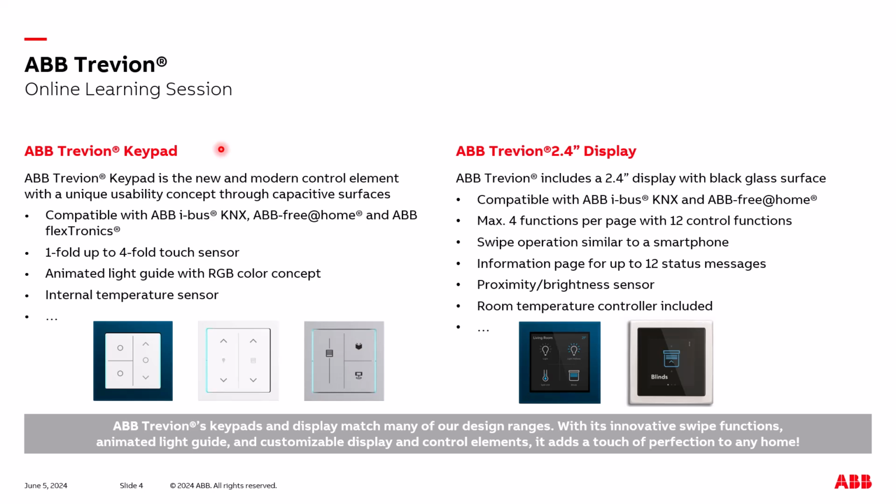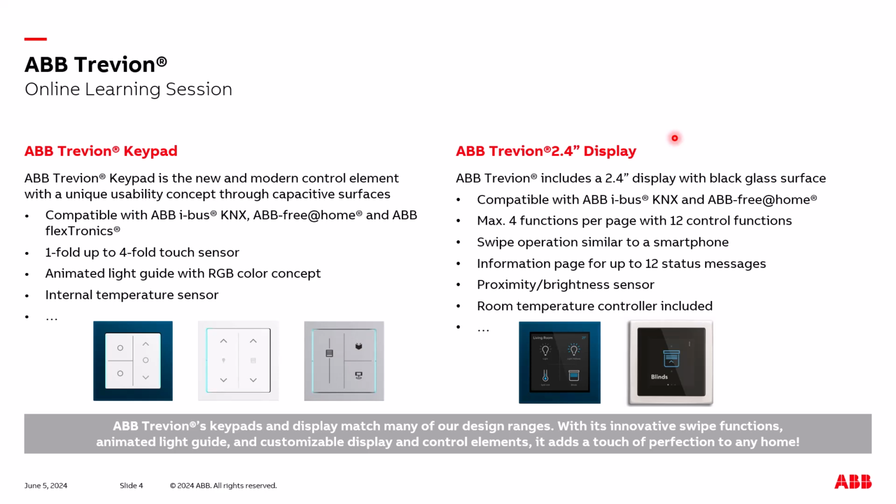And the Trevion 2.4-inch display, not the topic today, just for your information: the same design in principle, the same frames, also available for KNX and free@home, but a real LCD touch panel with up to 12 functions on 4 pages. Of course, swiping is possible there, like on your smartphone. An additional information page with up to 12 status messages is available, and there is a so-called proximity sensor. If you approach the device, it will light up, for example, and the brightness of the touch panel can also be adapted to the outside brightness. A room temperature sensor and controller are also integrated.